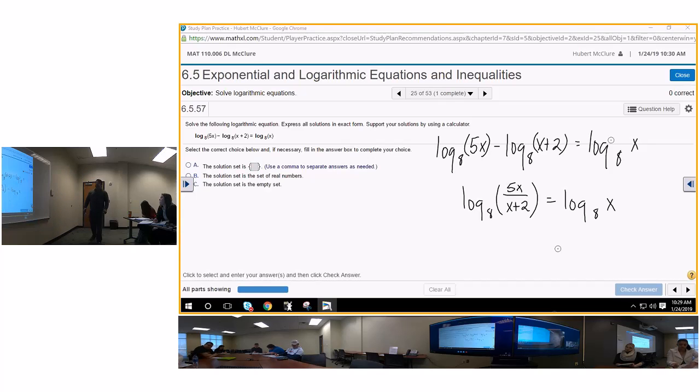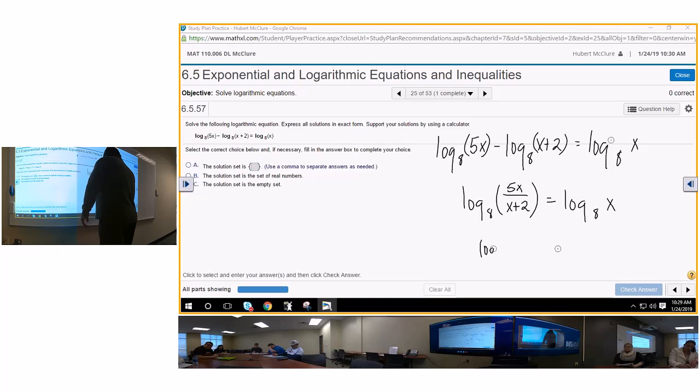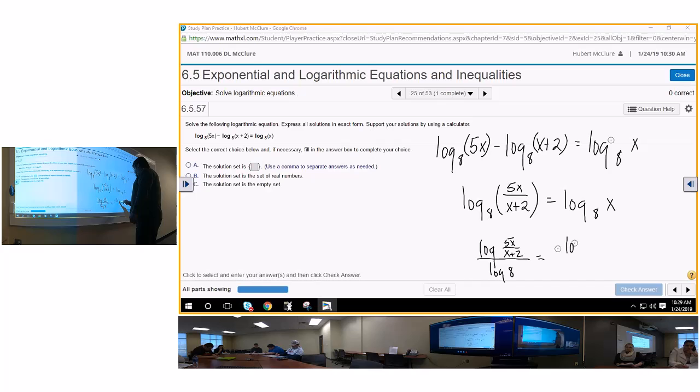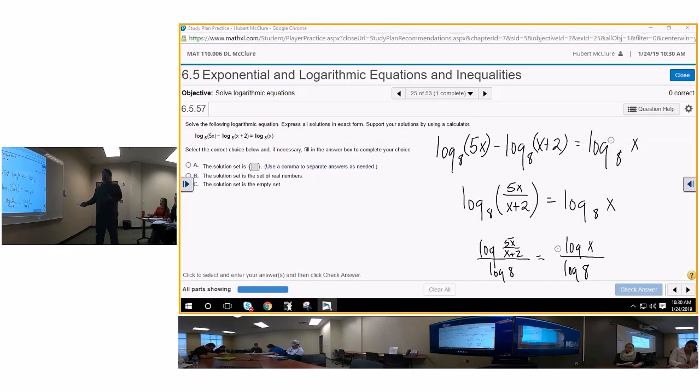Now, since the bases are the same, and you can do this the long way, we know we can use the change of base formula, which will give us log of 5x over x plus 2 over log of 8 equals log of x over the log of 8. And what's going to happen is the log of 8 is basically going to cancel out. You'll multiply by log of 8 on both sides.